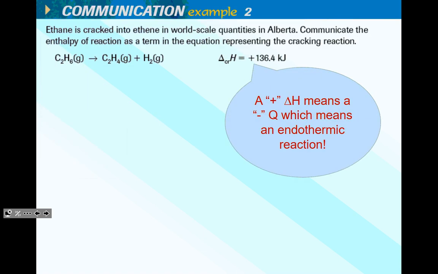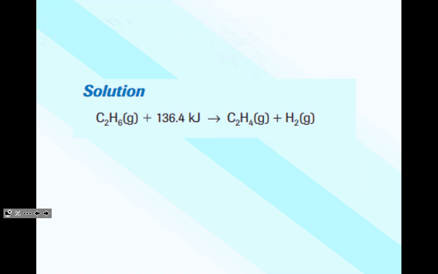Okay, example. Ethane is cracked into ethene in world scale quantities in Alberta. Communicate the enthalpy of reaction as a term in the equation representing the cracking reaction. So let's take a look at this delta H. Oh, okay, it's positive. What does that mean? If the delta H is positive, are we dealing with an exothermic or an endothermic reaction? So a positive delta H means a negative Q, which means that it's endothermic. So if it's endothermic, it's going to go in the reactant portion, and that's all you're doing. It becomes part of your reactants.